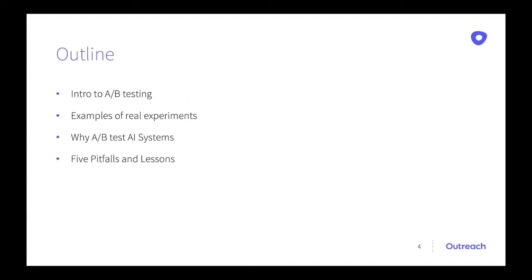Okay, so the outline of what I'm going to talk about is I'll give an introduction to A/B testing. I'll give examples of real experiments. I'll talk about why A/B test AI systems, what are the benefits more concretely. And then I will also share 5 lessons and pitfalls from actually applying A/B testing to AI. Because there are some specifics and some gotchas that, if you actually start doing it, will help you to avoid some of the errors that I made in the past and that others made.